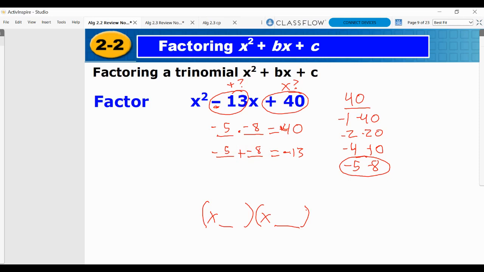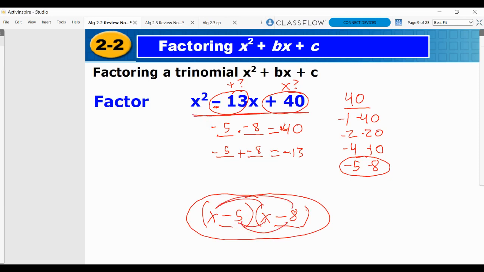So in this space here, we're going to have negative 5 or minus 5, and minus 8. All right, there's your answer. That's what the problem looked like before all the multiplying happened. If you did your FOIL, if you check it, you would end up getting this answer up here.